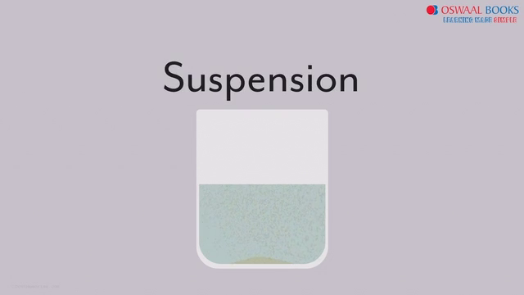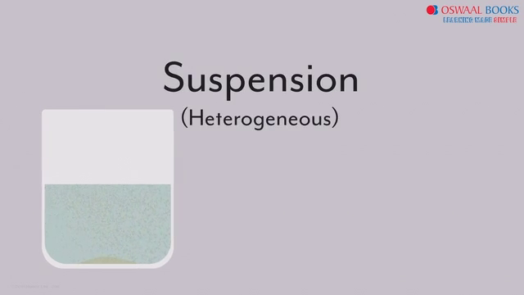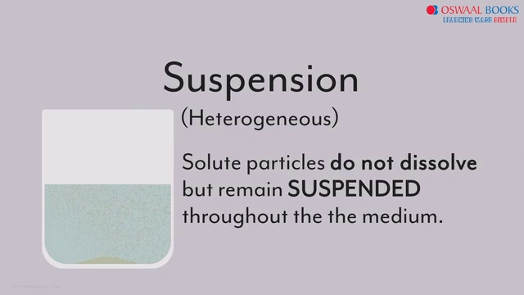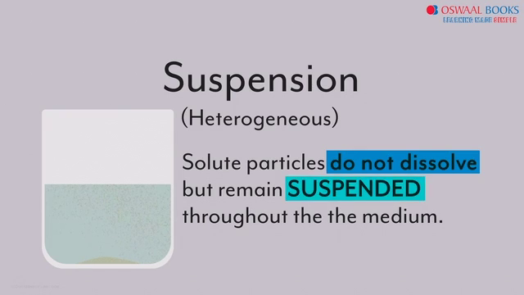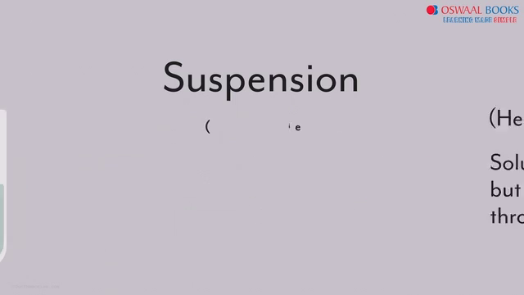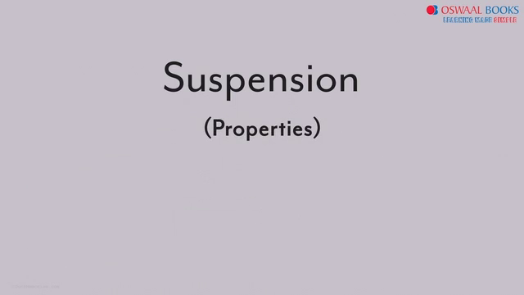Let's go back to the part where the sand just floats around in water. This actually explains what a suspension is. It is nothing but a heterogeneous mixture in which the solute particles do not dissolve but remain suspended throughout the medium. Yes, understand it well. It's a mixture in which the solute does not get dissolved in the solvent and the solute particles remain suspended throughout the medium. So let us discuss a few properties of a suspension.